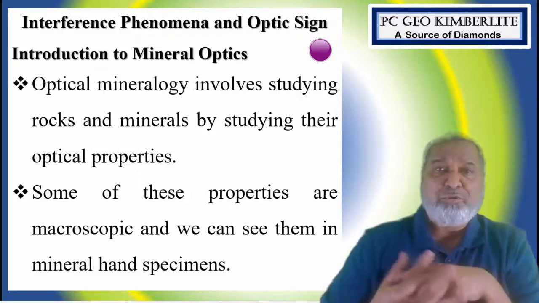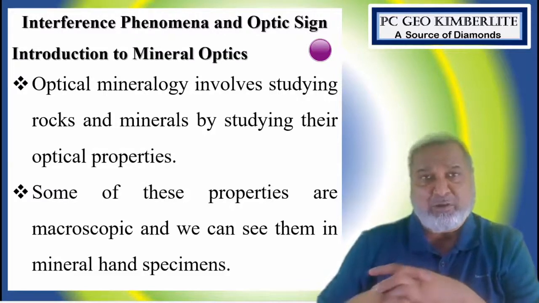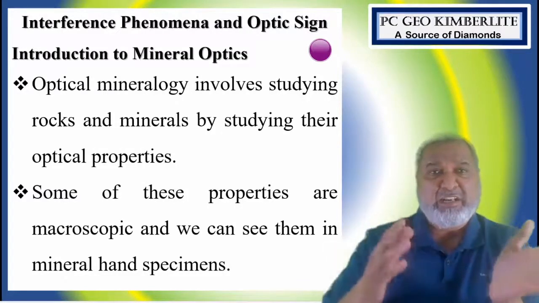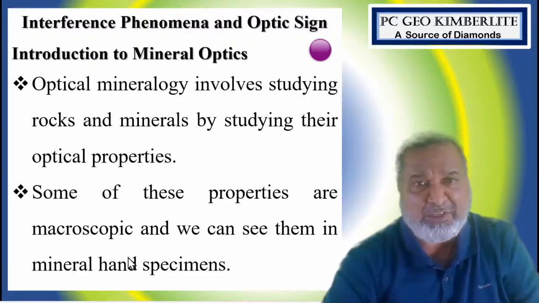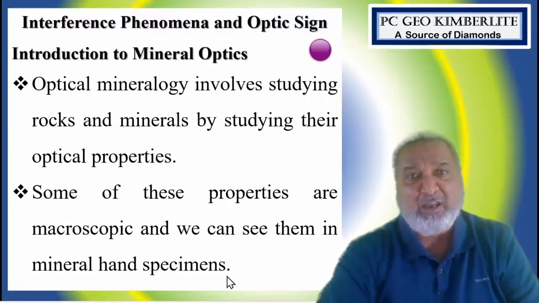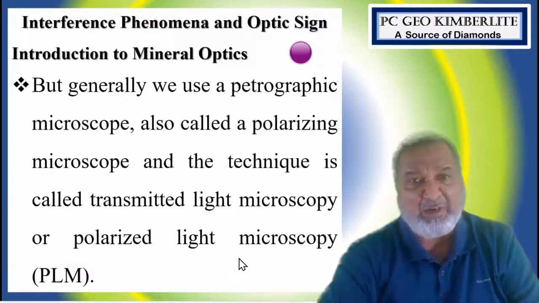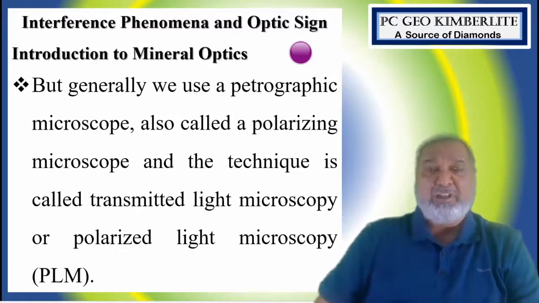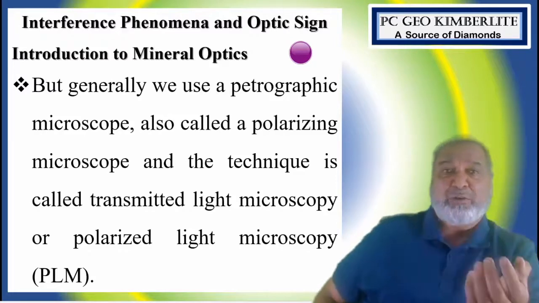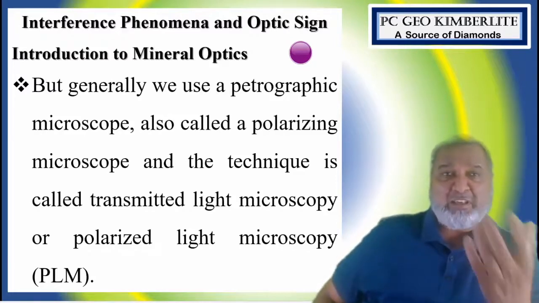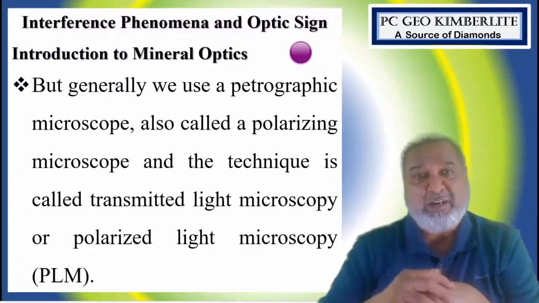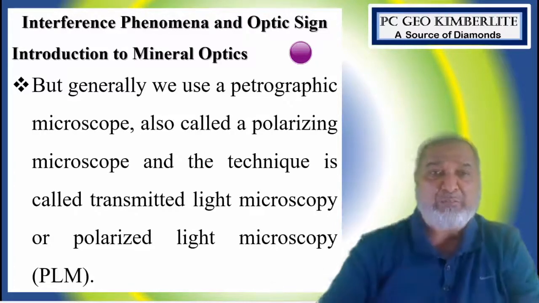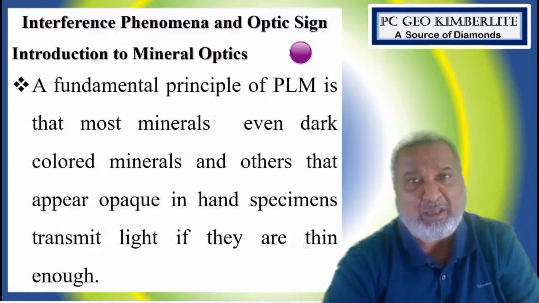Now, introduction to mineral optics. Optical mineralogy involves studying rocks and minerals by studying their optical properties. Some of these properties are macroscopic, and we can see them in a mineral hand specimen also. But generally, we use a petrological microscope, called a polarized microscope, and the technique is called transmitted light microscopy or polarized light microscopy, that is PLM.